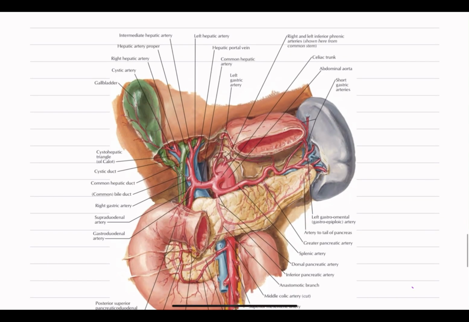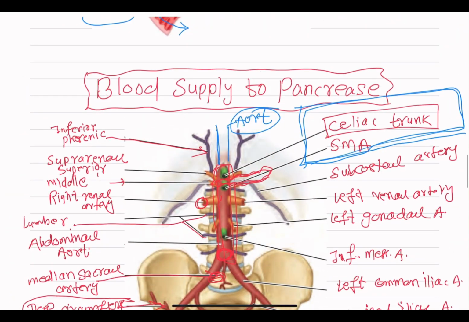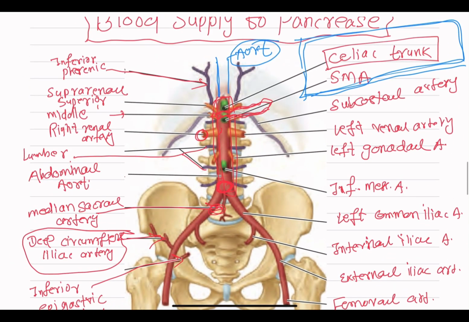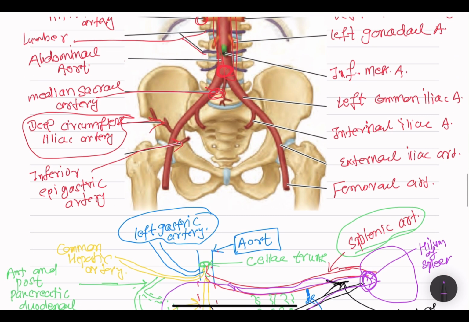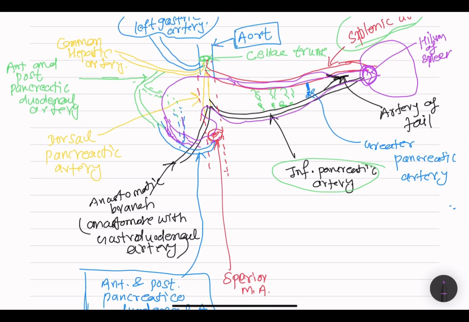So now let's see in the actual diagram how the arteries supply the pancreas. First I gave you some basic idea about the aorta, from where the celiac trunk, the celiac artery, arises. That's why I gave you the idea of where the celiac artery and the superior mesenteric artery arise from. And thereafter I gave you just a rough diagram of the artery and vein.